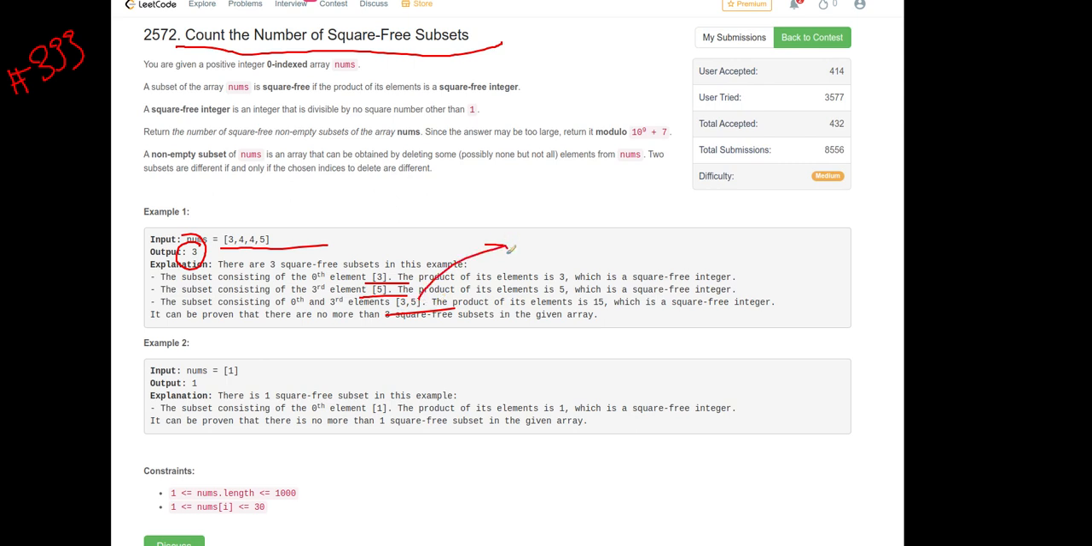Let's take this one. So 3, 5 is a square free subset because the product of all of its numbers, which equals 15, is not divisible by a square number other than 1. So 15 is not divisible by 4 or 9, and so on.